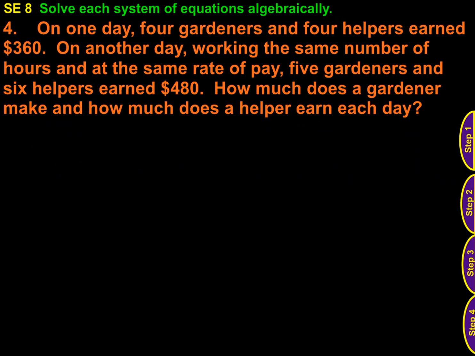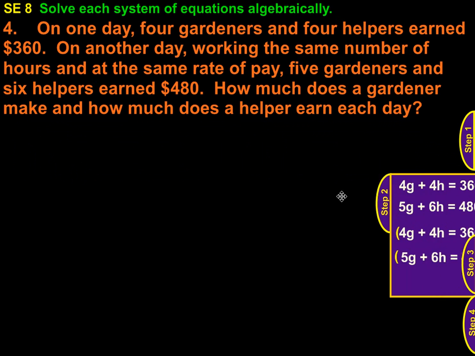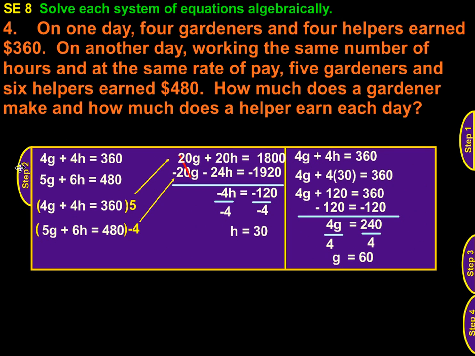So once I'd established what my let statements were, I then set up some equations. And the first equation I set up was 4G plus 4H equals 360, and I can show you where I got that from in the problem. We have 4 gardeners, there's my 4G, we have 4 helpers, and together they earned $360. 4G plus 4H equals 360.